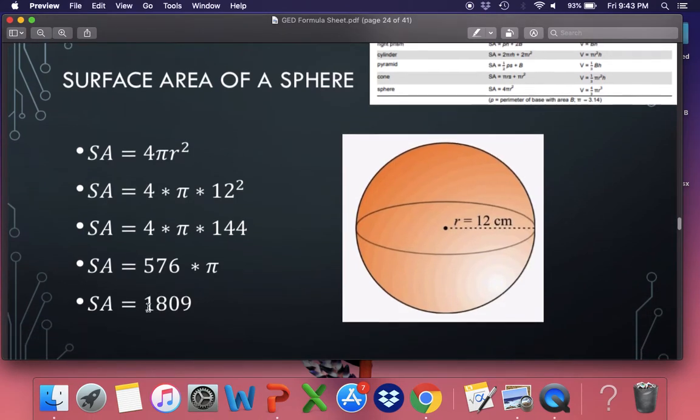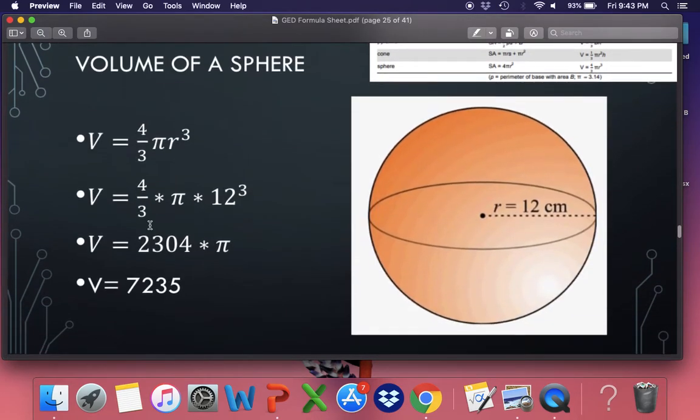Surface area of a sphere is 4 times pi times radius squared. So 4 times pi times your 12 squared. 4 times pi times 144 will be 4 times 144, which is 576, times pi, which is 1809.